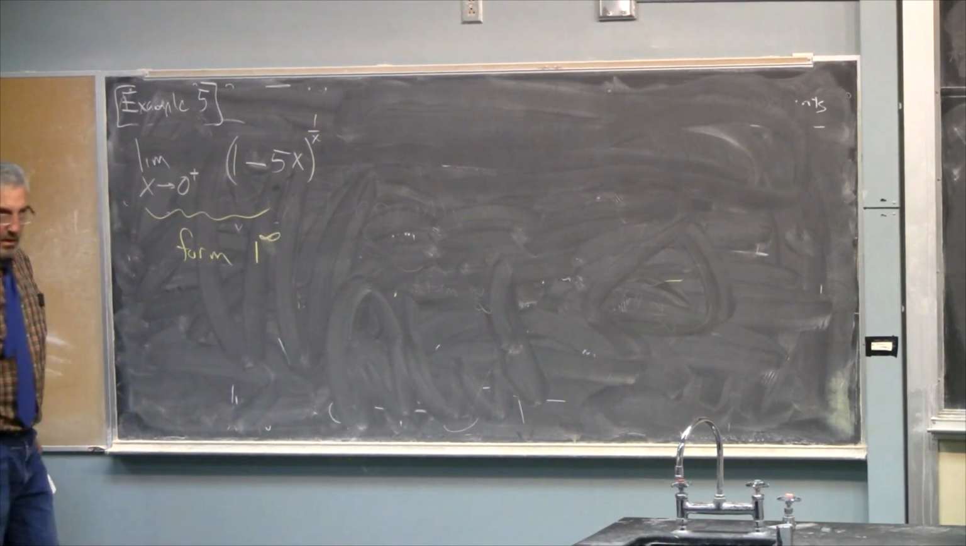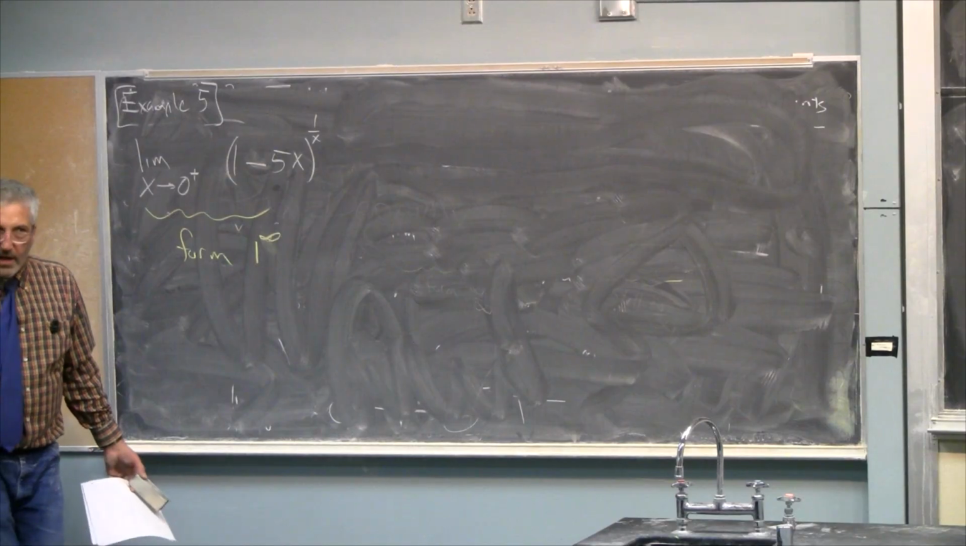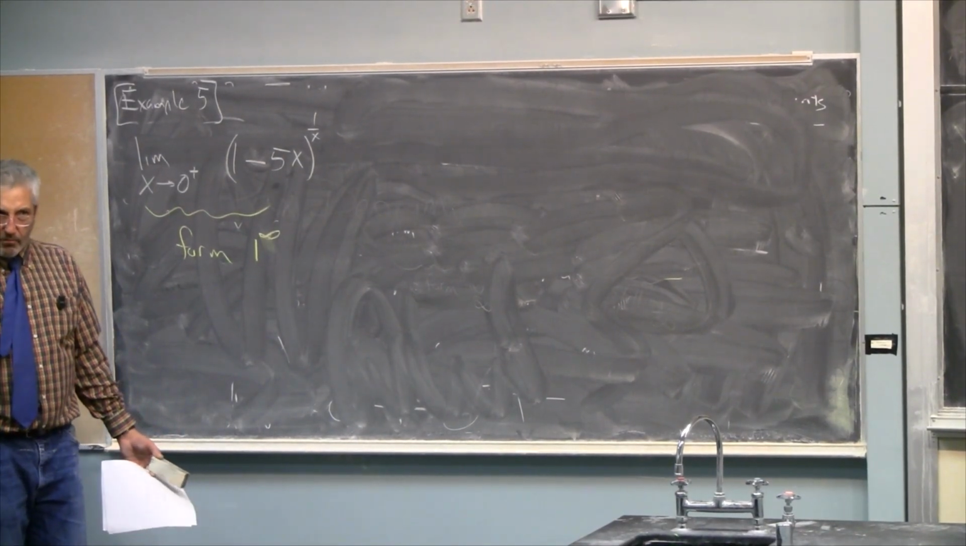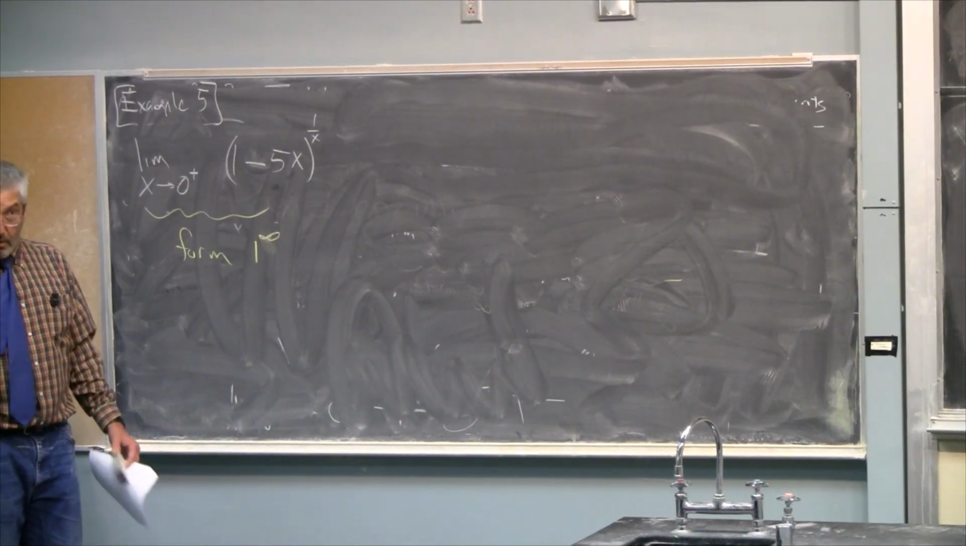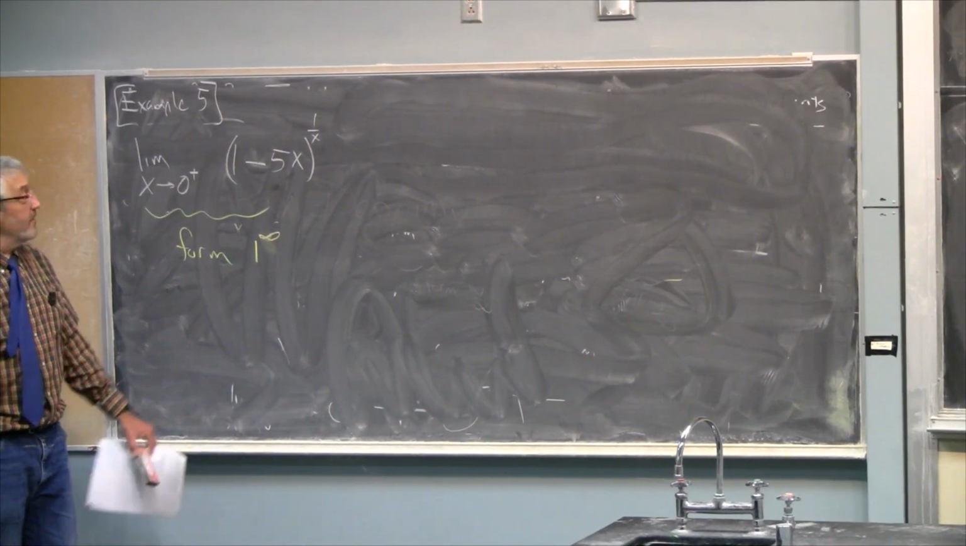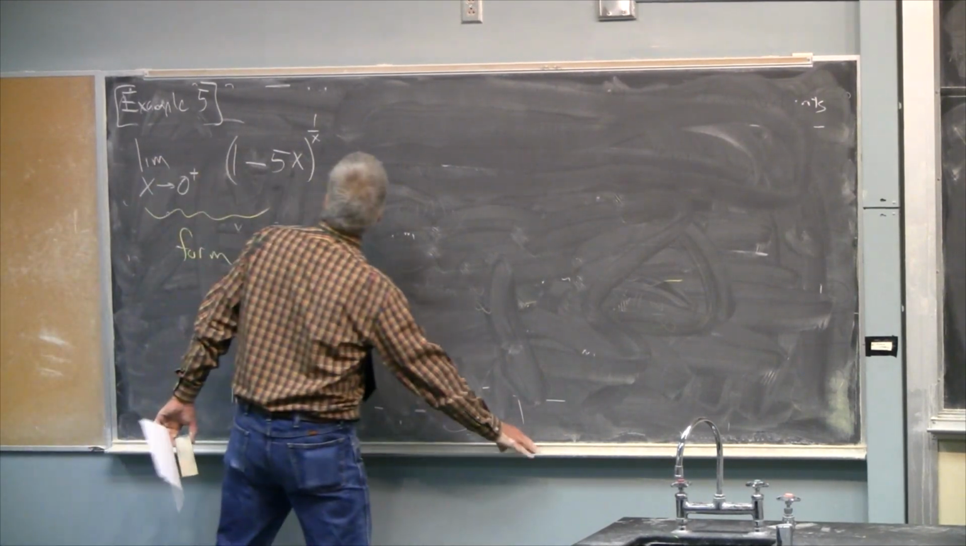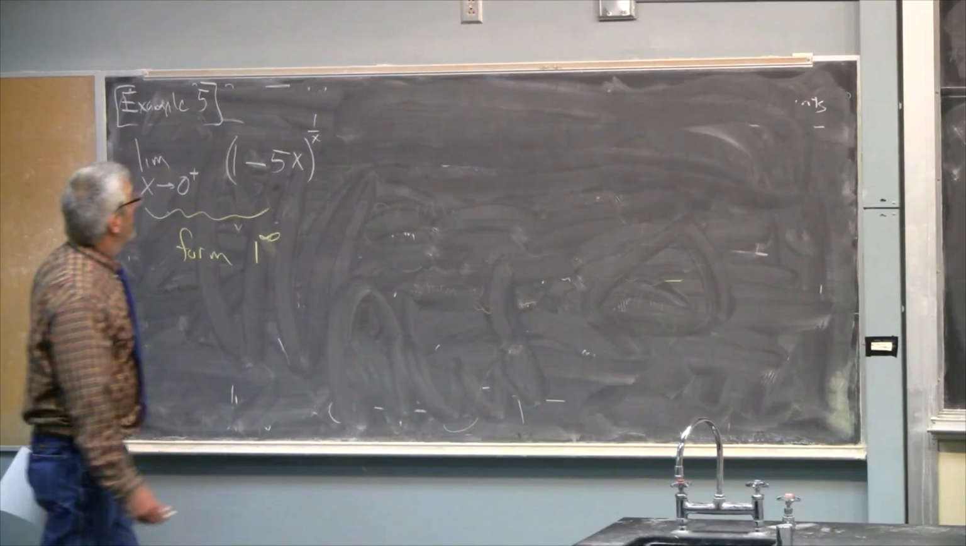One to the infinity. That is, you know that 1 to any power is just 1. On the other hand, any positive number raised to a higher and higher power blows up and becomes infinite. So we had this kind of thing before when I was introducing the number e. We don't know what this limit's going to turn out to be.